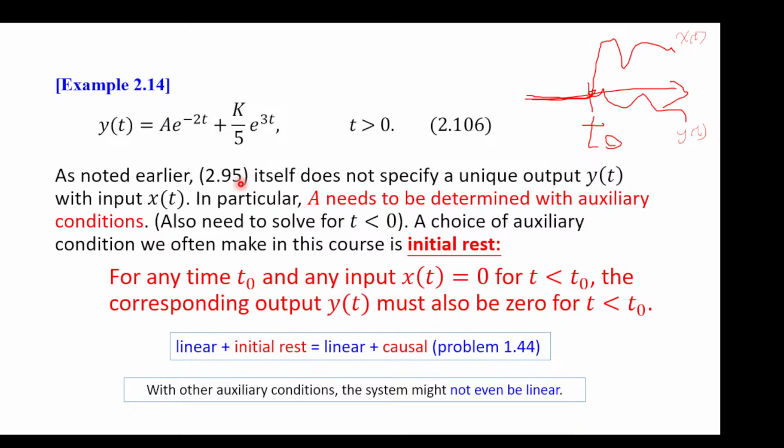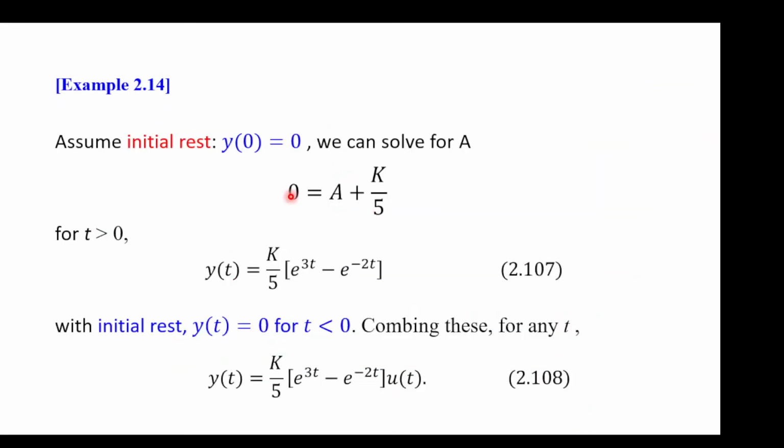And then finally we can solve for our a here. So we put t equal to 0 here, and y of t equals 0. So 0 equals a plus k over 5, because at t equals 0, the exponentials are 1. So we can solve a equals minus k over 5. And so for the t bigger than 0 part, we have our solution: y of t equals k over 5 times (e to the minus 3t minus e to the minus 2t).